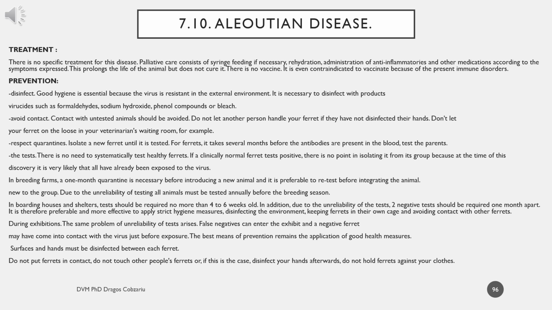If a clinically normal ferret tests positive, there is no point in isolating it from its group because at the time of this discovery it is very likely that all have already been exposed to the virus. In breeding farms, a 1-month quarantine is necessary before introducing a new animal, and it is preferable to retest before integrating the animal new to the group. Due to the unreliability of testing, all animals must be tested annually before the breeding season.